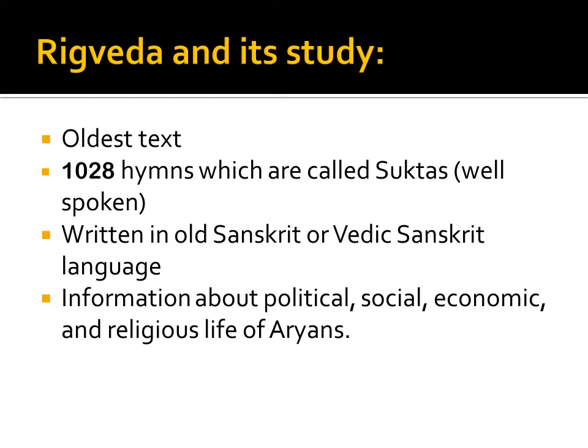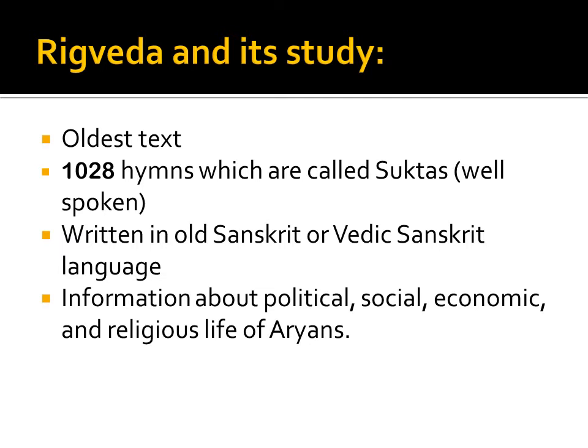It is written in Old Sanskrit or Vedic Sanskrit language, like the Sanskrit which is found in the Vedas. There is Old Sanskrit and New Sanskrit. New Sanskrit is the language which was written by Valmiki or Vedvyas for writing Ramayana or Mahabharata. But the Old Sanskrit or the Vedic Sanskrit is the Sanskrit which was used in writing the Vedas.